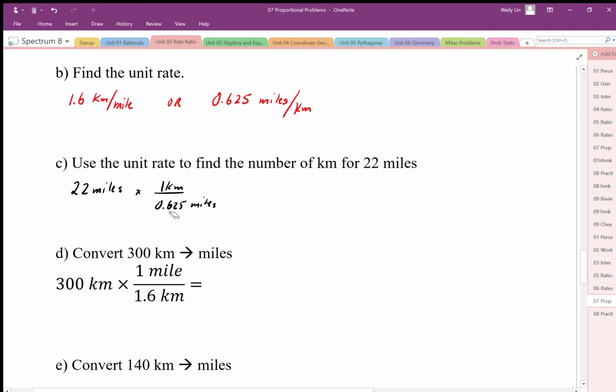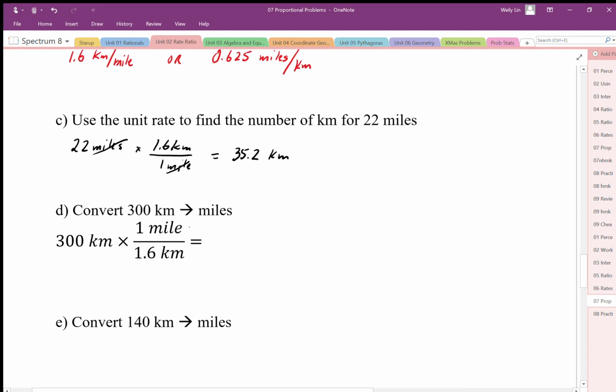So dividing by 0.625, in the end, is going to be the same as multiplying by 1.6. They are what we call reciprocal ratios. One is a times, the other one is divide, but we end up with the exact same answer. So 22 times 1.6 gives us 35.2 kilometers. And we know those are the kilometer units that are left when we do this.